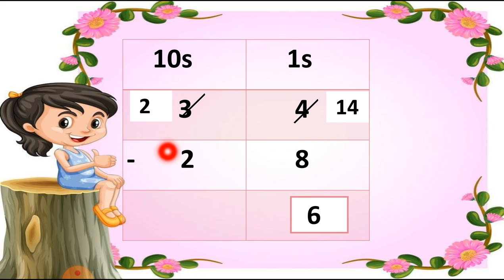So now this is the new number, 2 minus 2. Because we are taking 10, we give 10 to the ones column. So here we have to cut 1 from this 3. So 3 minus 1 is equal to 2. Now 2 minus 2 is equal to 0. So here is our answer, 6. This is the way we do borrowing sums.